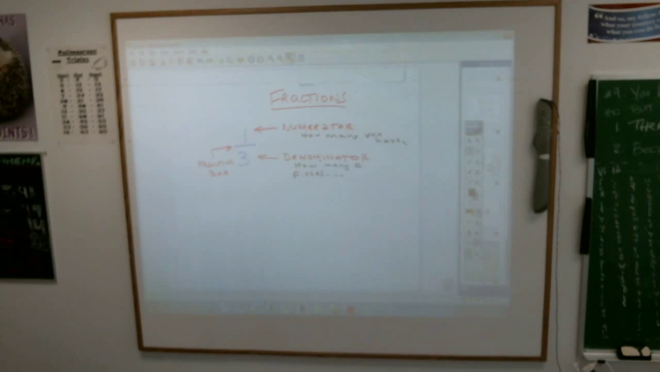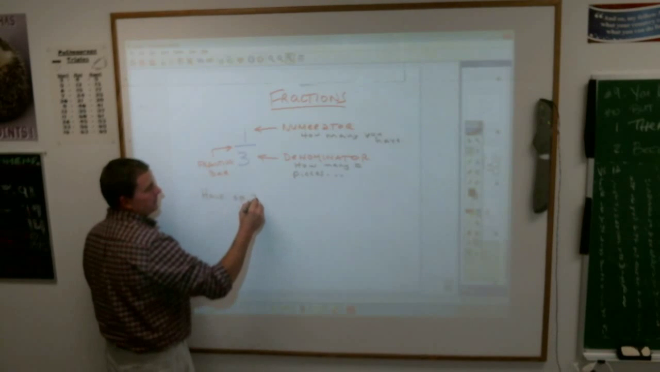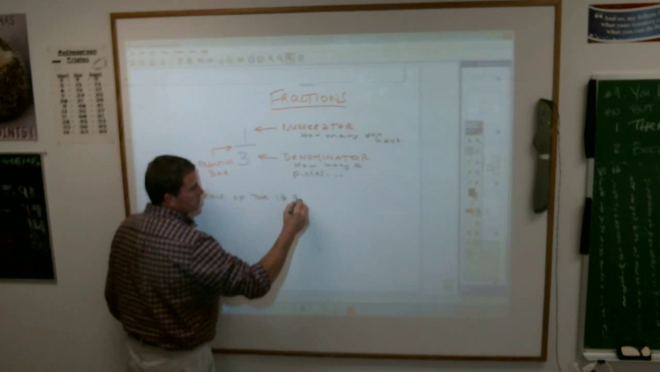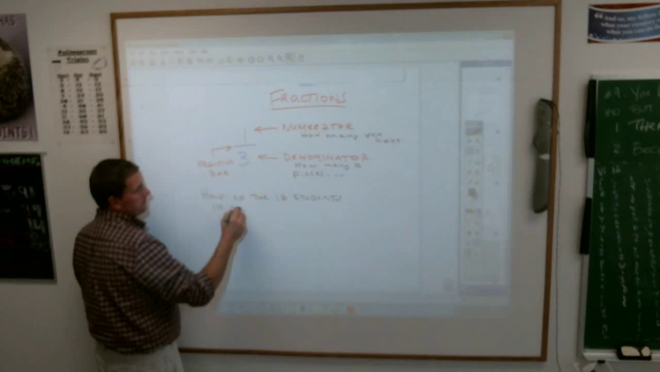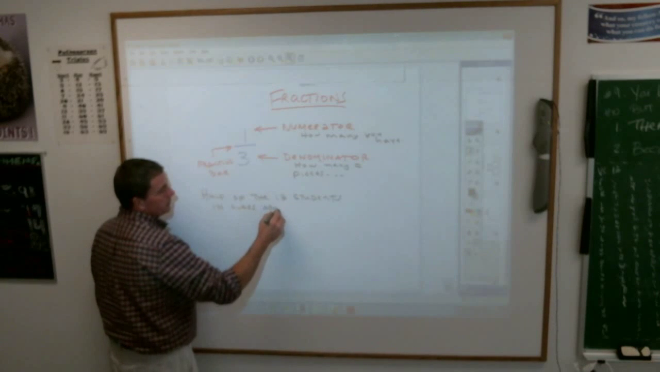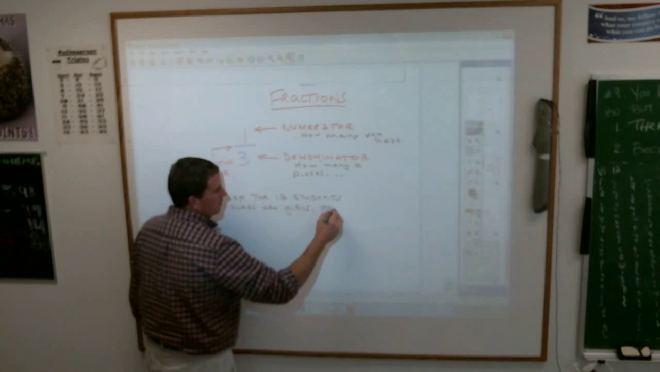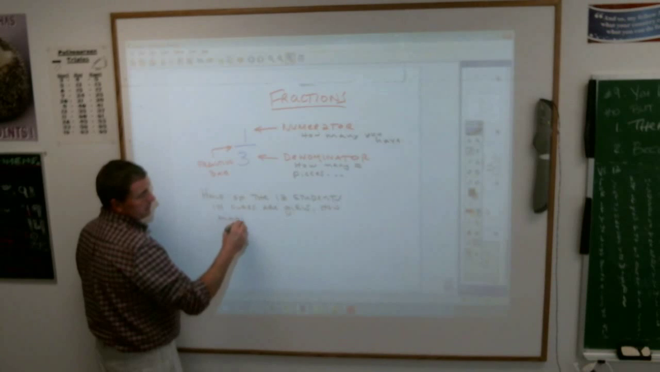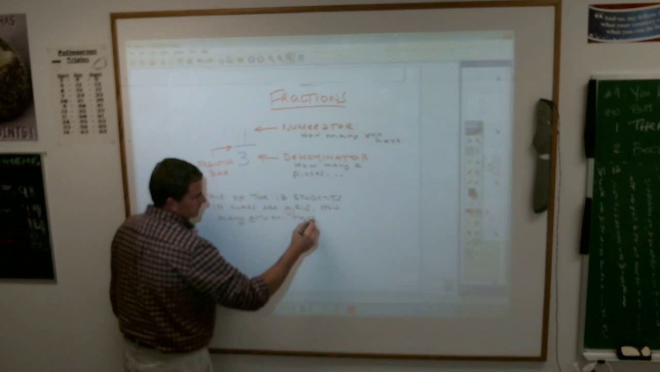Now here is an example that uses a fraction. Half of the 18 students in the class are girls. How many girls are in the class? Half, or 1/2, by the way, if it just says half of the 18 students in class are girls. How many girls are there?